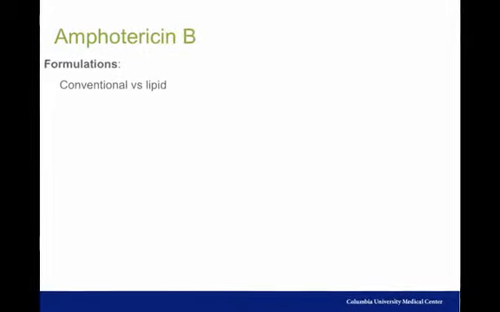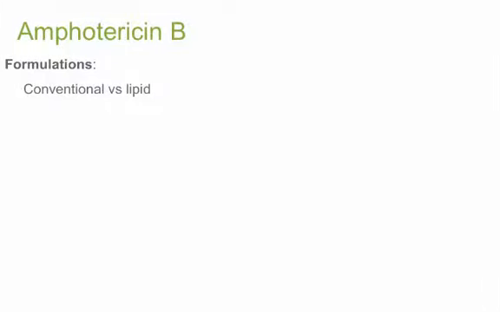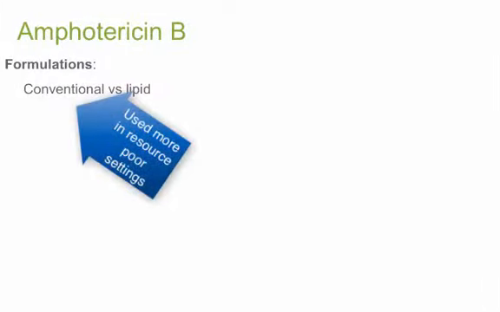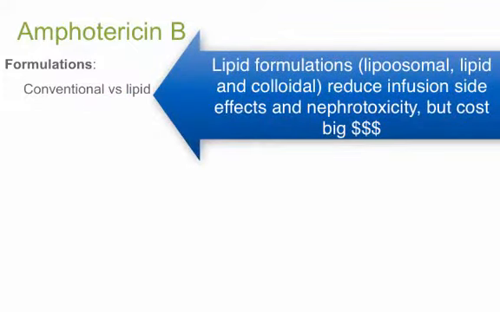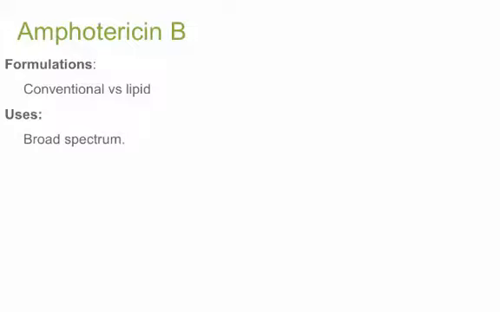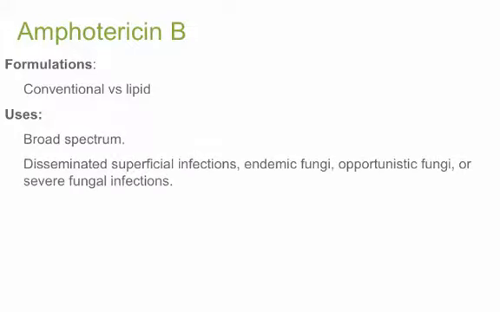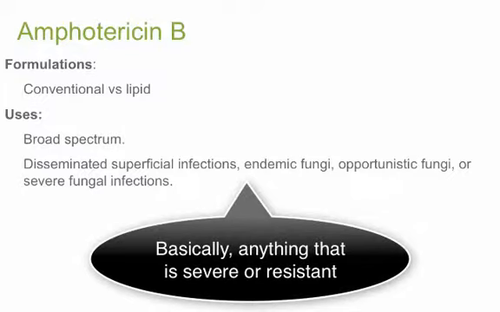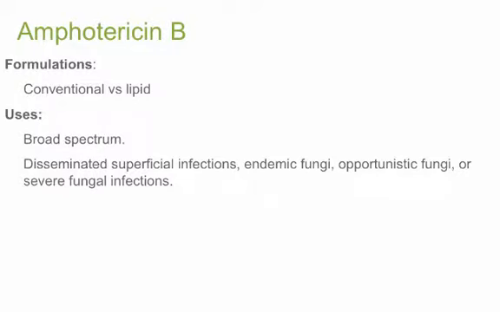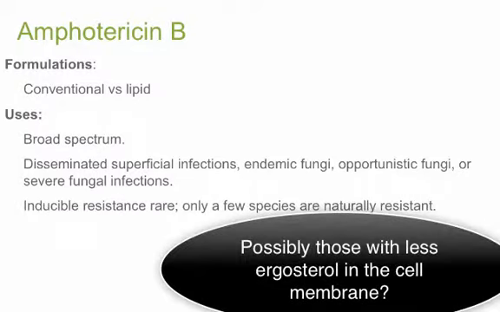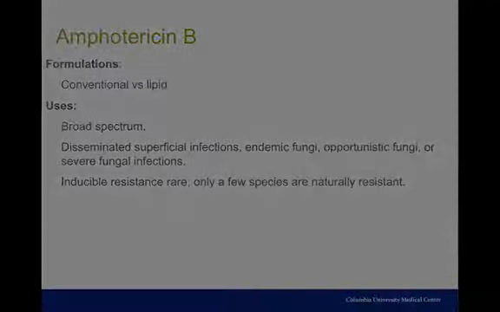The older conventional deoxycholate amphotericin B formulations from the 1950s have been by and large replaced by newer but much more expensive lipid formulations. The 3 different lipid formulations available each allow for larger doses to be given with significantly reduced infusion-related side effects and less long-term nephrotoxicity. With its broad-spectrum activity, amphotericin B may be used in resistant, severe, or disseminated superficial infections, endemic fungal infections, or opportunistic fungal infections. Inducible resistance is very rare, but a very few species have inherent resistance.